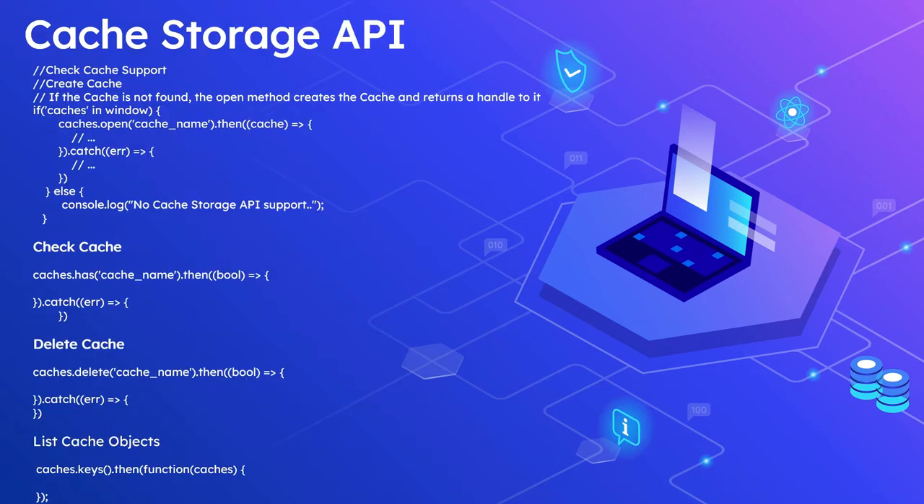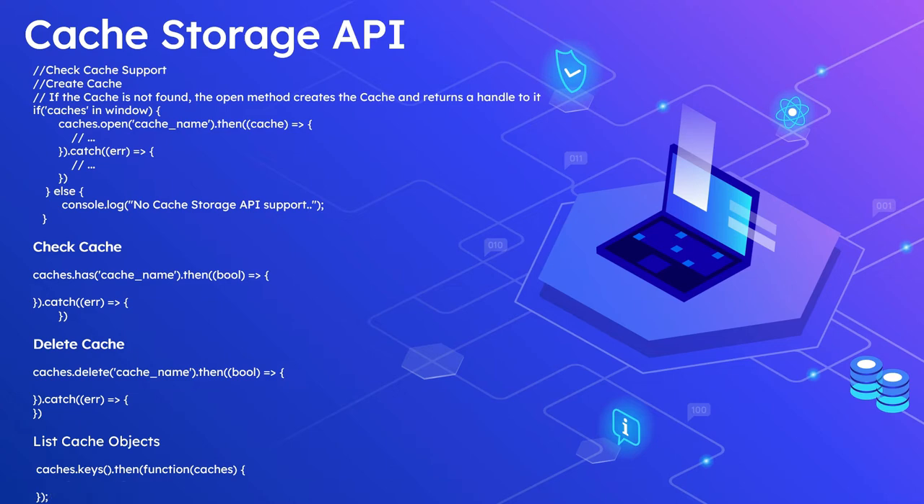Let us see the details on cache storage APIs. The first one is to check for browser support: caches in window. The next one is caches.open with the cache name. It will open the cache or create it if the cache is not available. Then the next one is caches.has. It will help you check whether the cache store is available for the specific origin. Then delete cache: caches.delete with the cache name. It will delete the specific cache store.